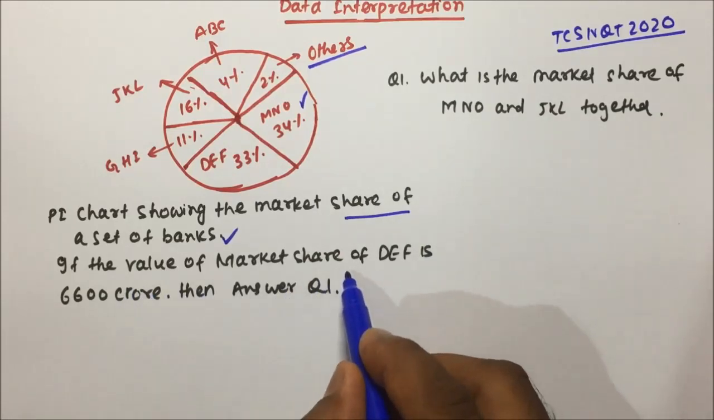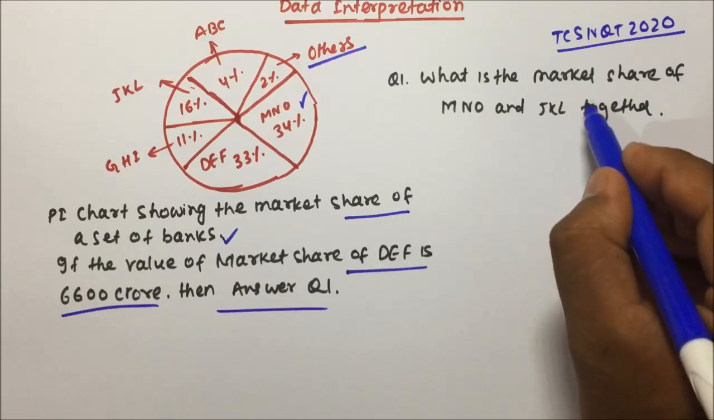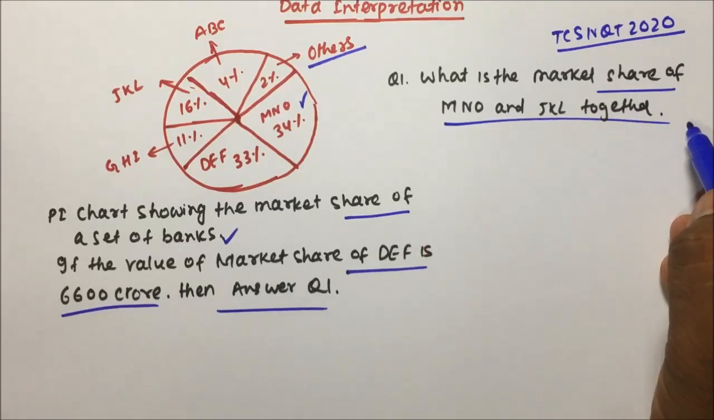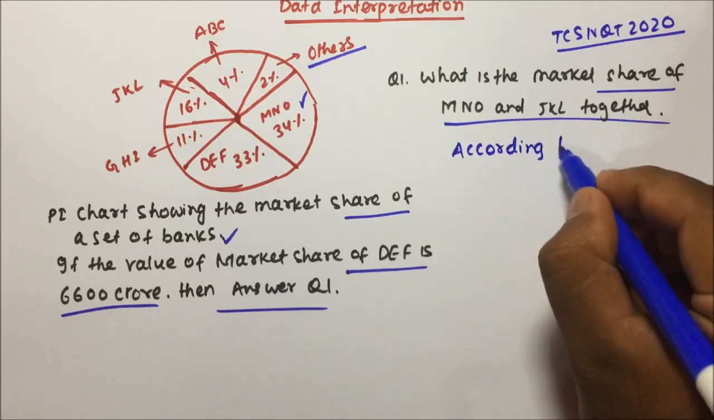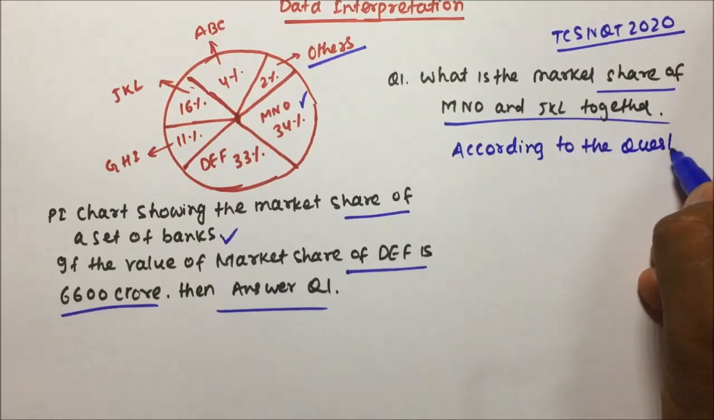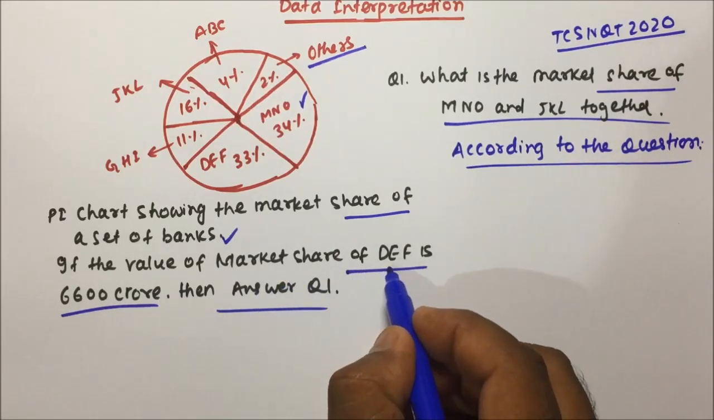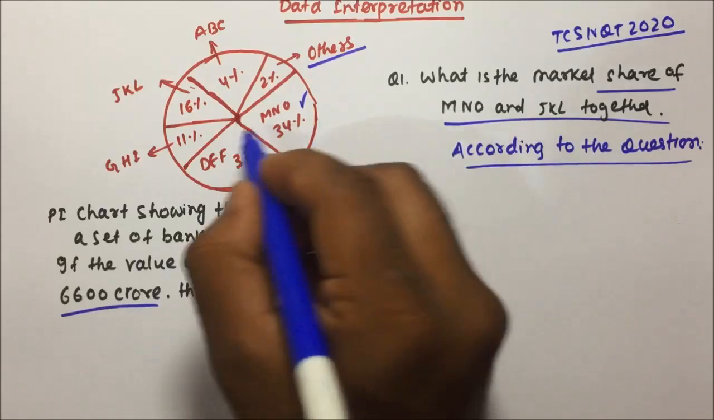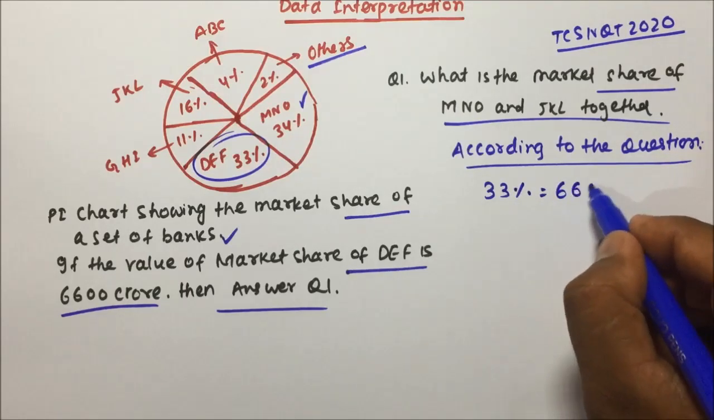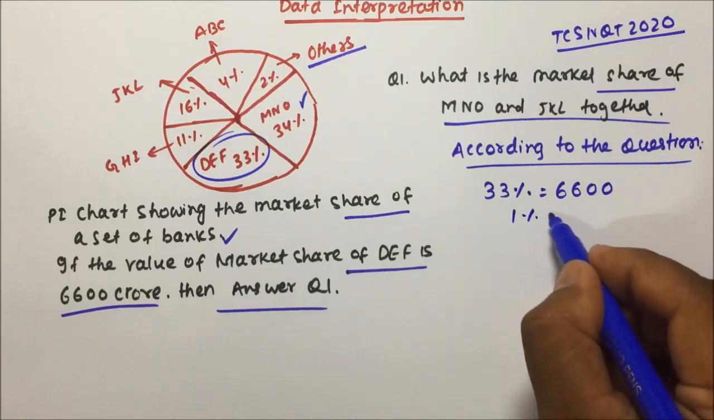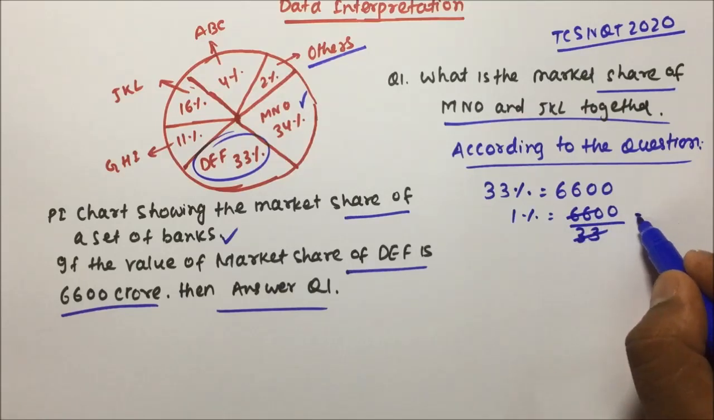Now if the value of market share of DEF is 6,600 crores, then answer question number 1: what is the market share of MNO and JKL together? According to the question, friends, the market share of DEF is 6,600 crore. DEF market share is nothing but 33%. So 33% is equal to 6,600, right? Then 1% will be equal to, friends, 6,600 divided by 33. So this will be nothing but 200.